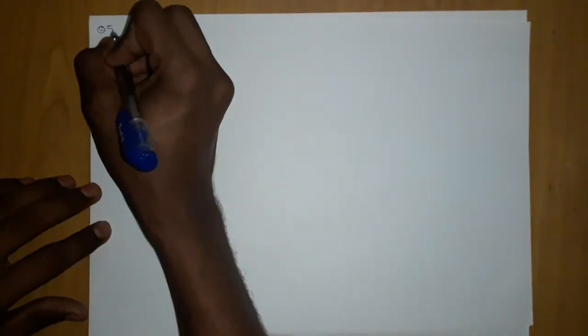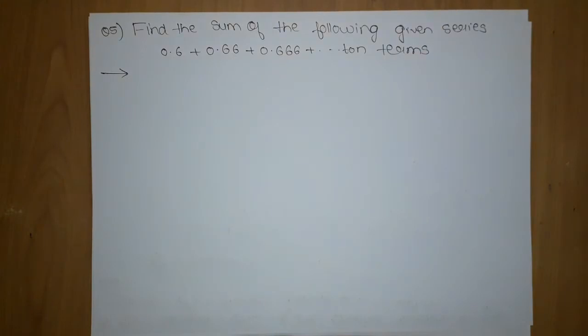Question number 5. Okay, this is question number 5. Find the sum of the following given series: 0.6 plus 0.66 plus 0.666 plus so on, till n terms. Now how can we do this question?